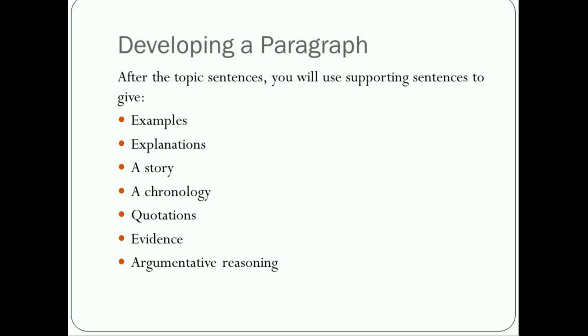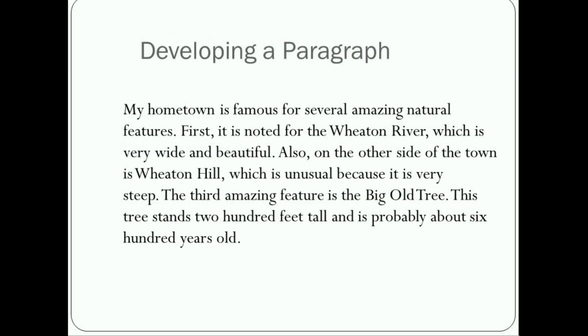Let's look at an example. Here is a short paragraph about a person's hometown. Let's look at how it is structured. The first sentence is very vague and general. My hometown is famous for several amazing natural features. Notice that it says several instead of a number and amazing natural features rather than reference anything specifically.